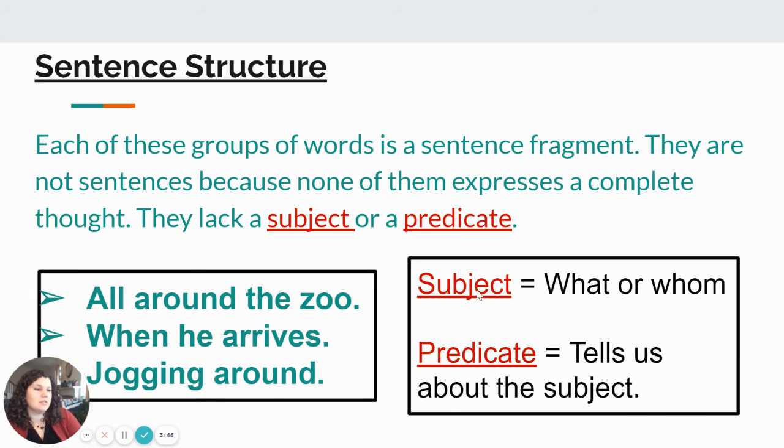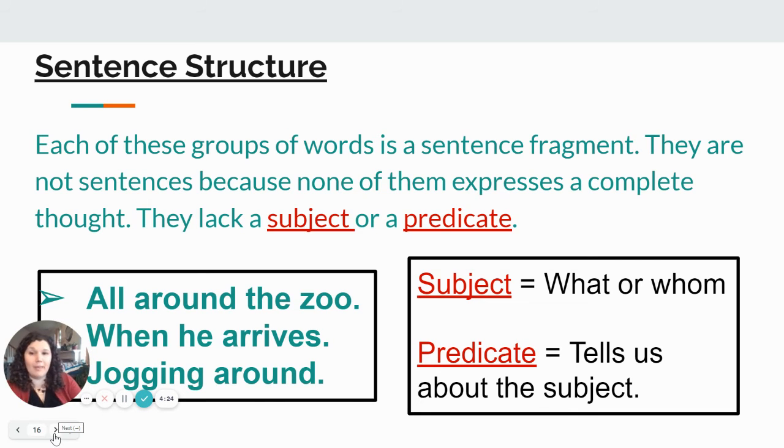So this is where the subject and the predicate come in. The subject is who is the main topic of that sentence. The predicate tells us about the subject. So who's the sentence about and what are they doing? So all around the zoo, something's happening. So that's a predicate. We don't know who's doing something. And on this one, when he arrives, now we have a subject, but we don't know what he's doing. And jogging around, we have another predicate down here, but we don't know who's jogging around or what they're doing. We don't know if it's a man, child, or animal.